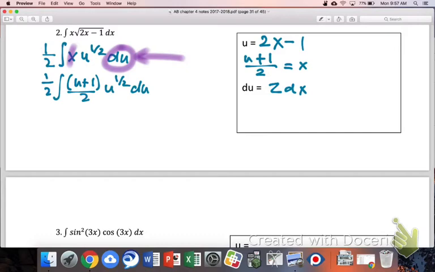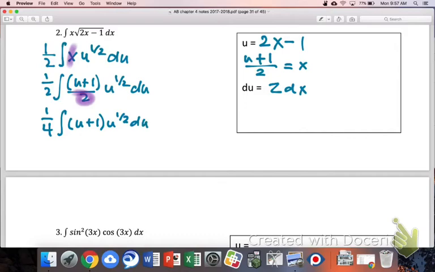And to be honest, Jake, I'm about to do something real similar right now. To simplify this, do you guys see how that's just another 1/2? The over 2 is just another factor of 1/2. I'm going to pull that out. It's going to be 1/4 integral of u plus 1 times u to the 1/2 du.